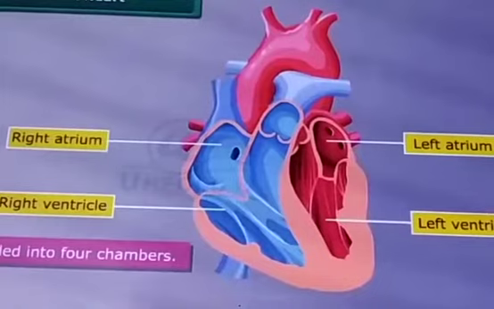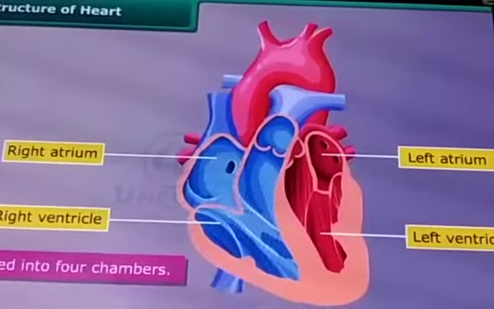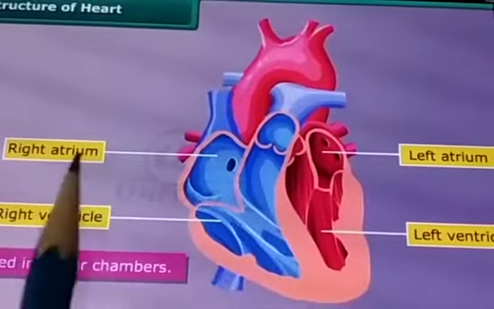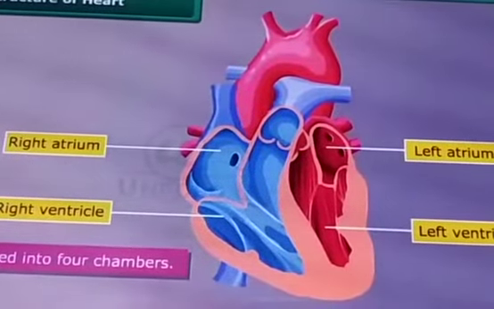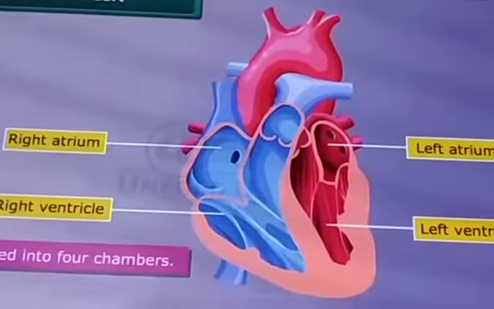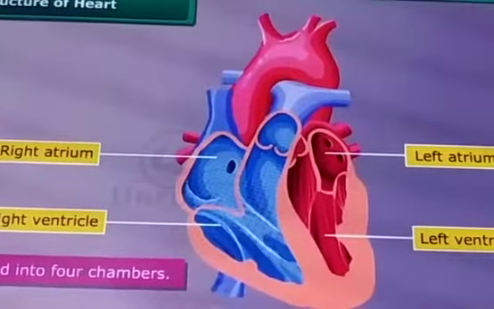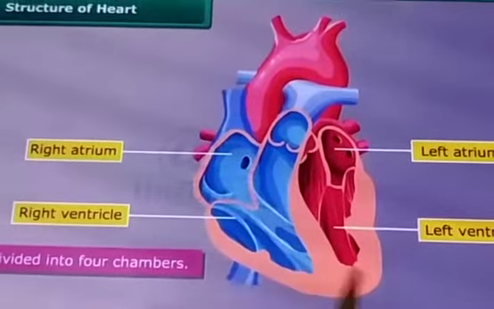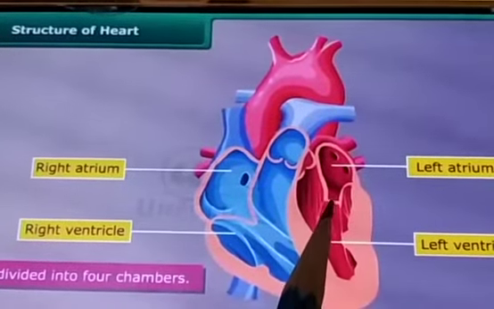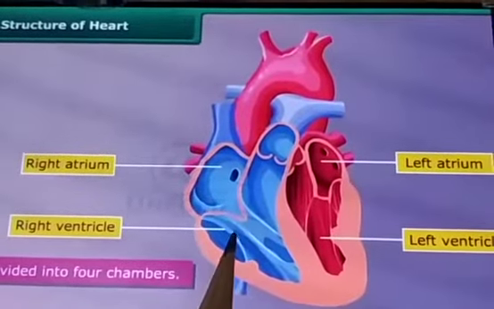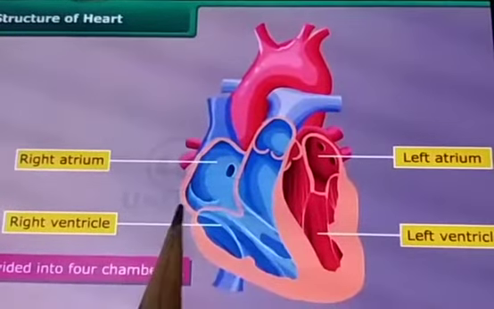Which are those? The 2 upper chambers are called atria. What are they known as? Atria. That is left atrium and right atrium. And the 2 lower chambers are called ventricles. The partition between the chambers helps to avoid mixing of blood rich in oxygen with the blood rich in carbon dioxide. You can see one side is fully red. Red indicates that it is clean, that is, it contains oxygen. And this blue contains carbon dioxide. And this part divides clean from dirty blood.